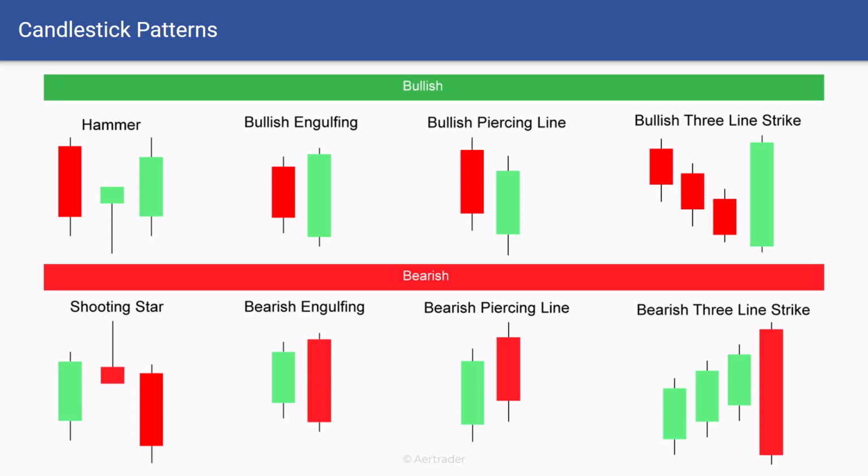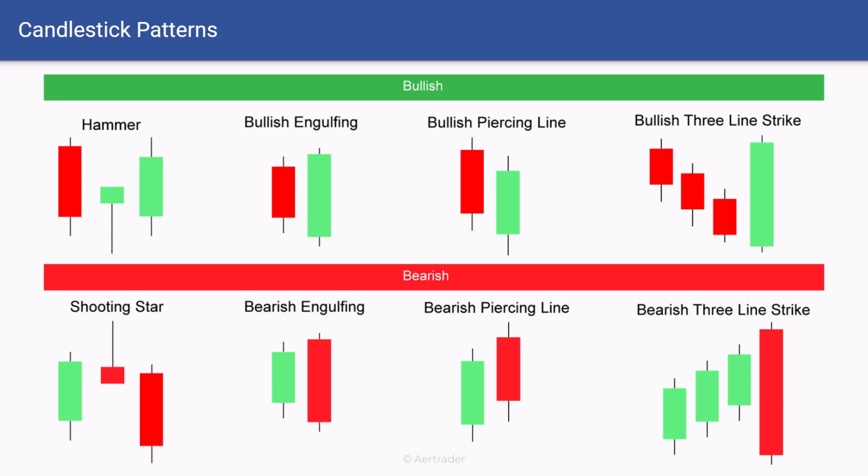It is formed when the price opens near its high, then drops significantly during the trading session, but ultimately recovers and closes near the opening price. The result is a candlestick with a long lower wick, also called a shadow, and a small real body at the top of the candlestick.